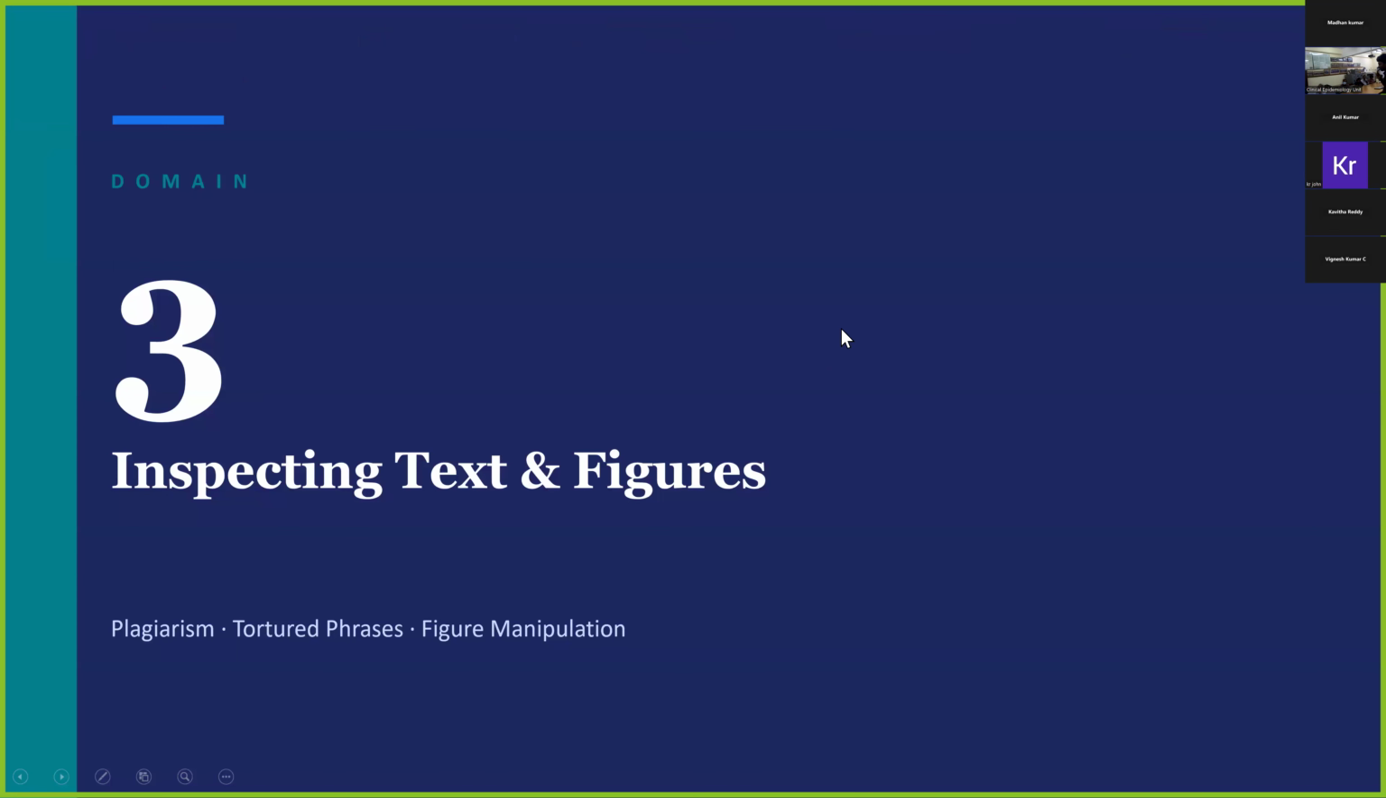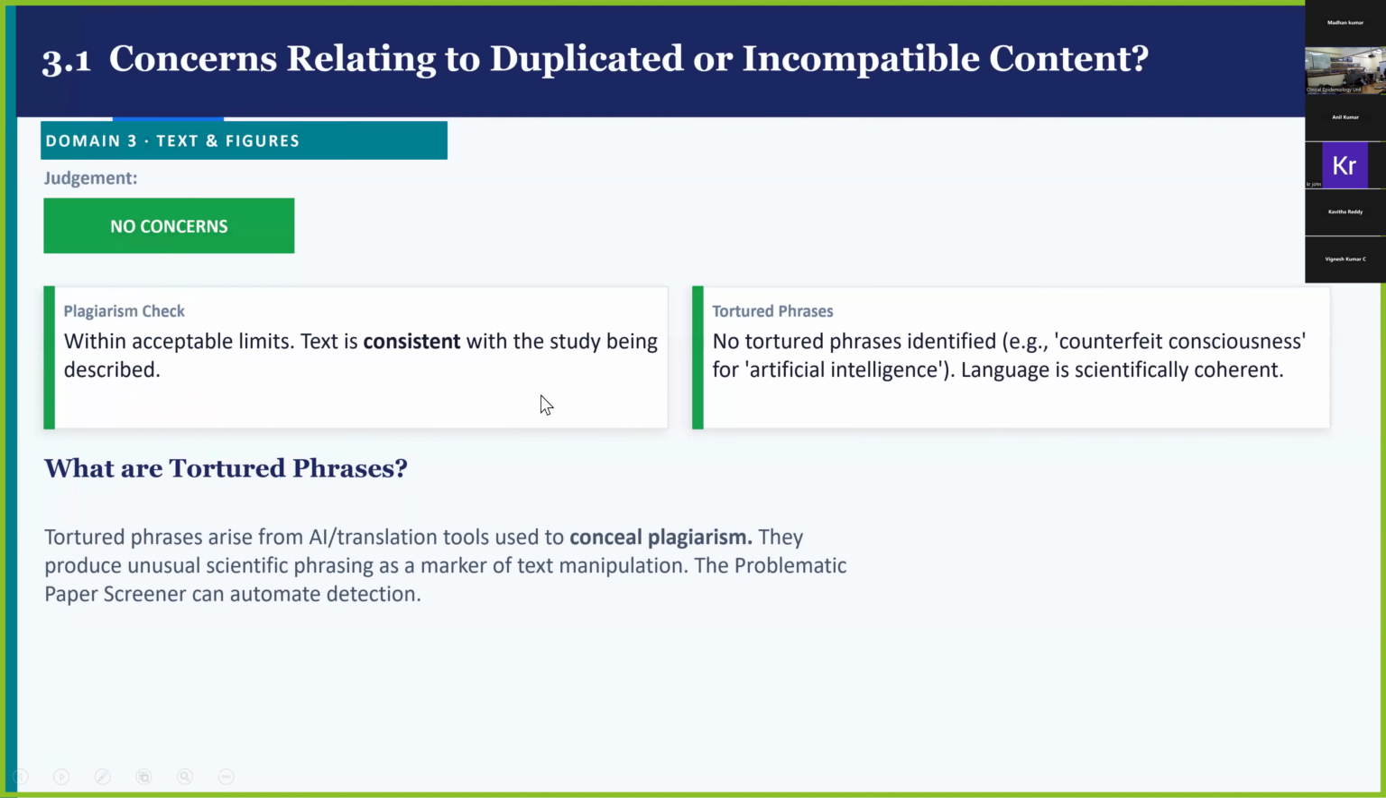The third domain involves inspecting the text and figures to check for plagiarism, tortured phrases, and for evidence of figure manipulation. The first question involves concerns related to duplication or incompatible content. For this, again, we are giving no concerns, because one involves assessing the study for plagiarism and the second involves assessing the study for tortured phrases.